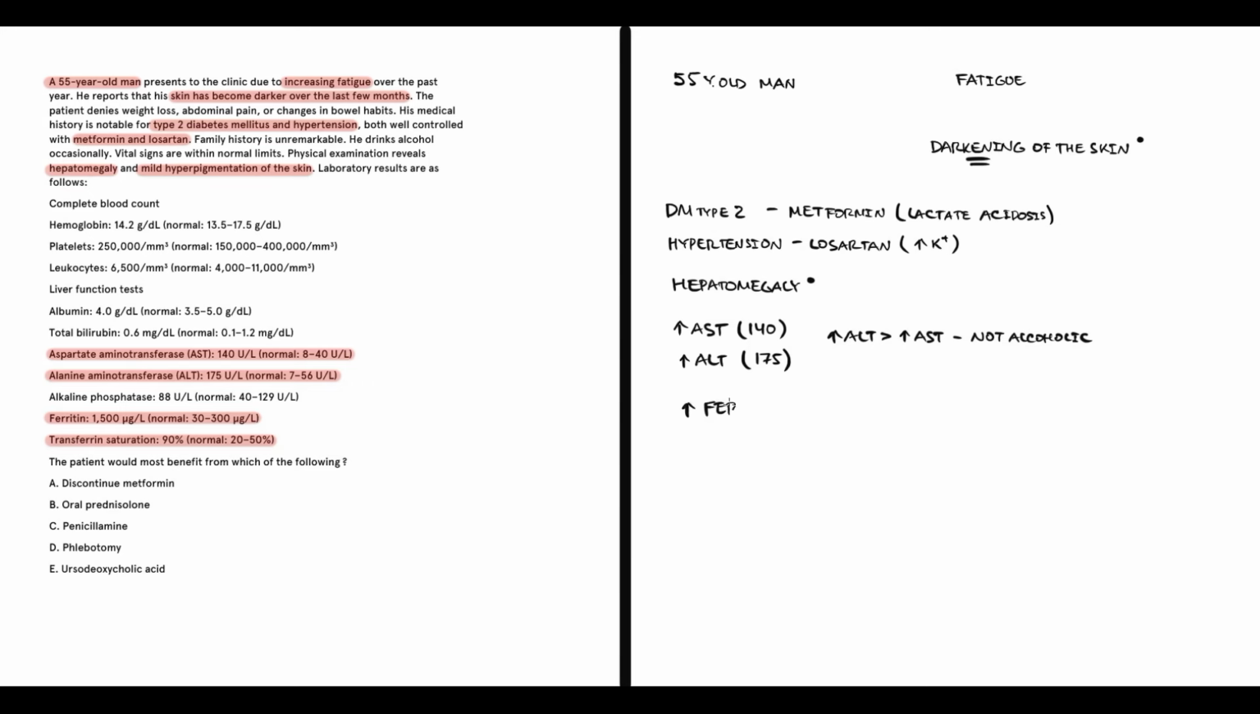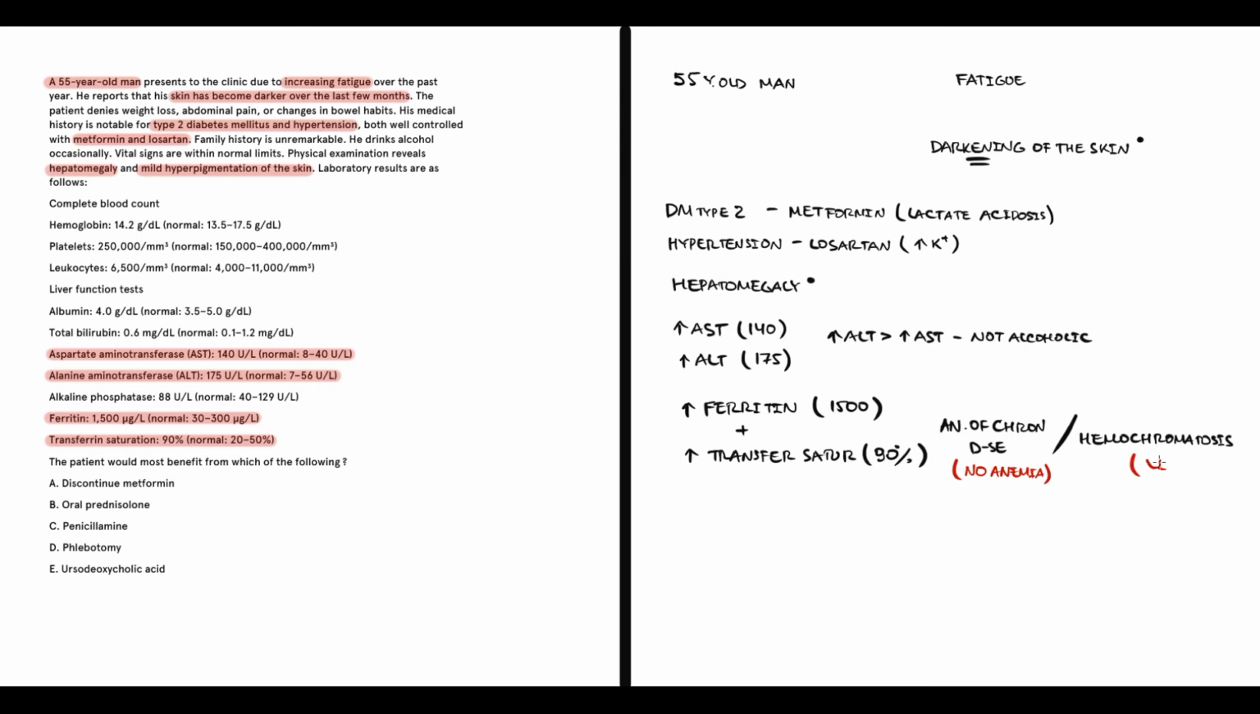He has a significantly elevated ferritin level and increased transferrin saturation. When we see both of these values elevated, we immediately think about anemia of chronic disease as the most common cause of elevated ferritin. But also, it can happen in iron overload, for example in hemochromatosis, which is an extremely rare disorder. In this case, the patient has no anemia, and he has liver injury, which suits hemochromatosis. And elevation of both AST and ALT with a higher level of ALT is also characteristic.